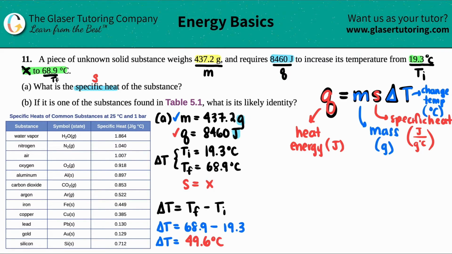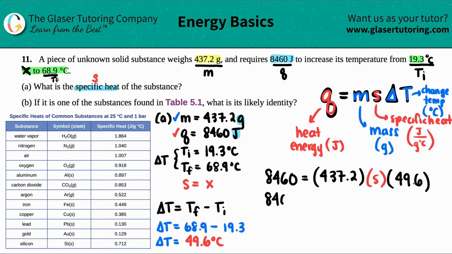Okay, so we're solving for S. We should know all the other ones, which we do. So Q equals m s delta T. Q was 8,460 equals the mass, which is 437.2. We're solving for S, so I'm just going to put an S here. And then my delta T, which I just found out, was 49.6.